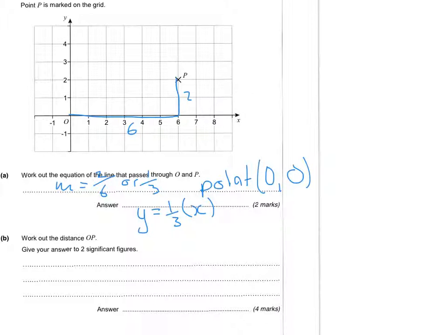Using Pythagoras, 6 squared plus 2 squared equals OP squared, which would be 40. So OP is the square root of 40 to two significant figures. From my calculator, that is 6.3.